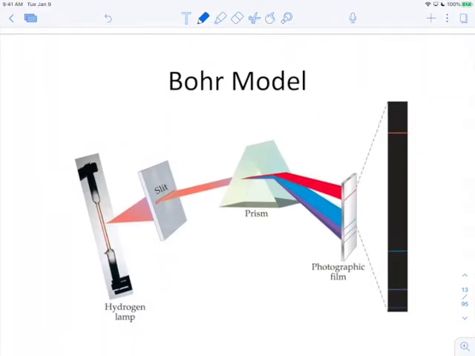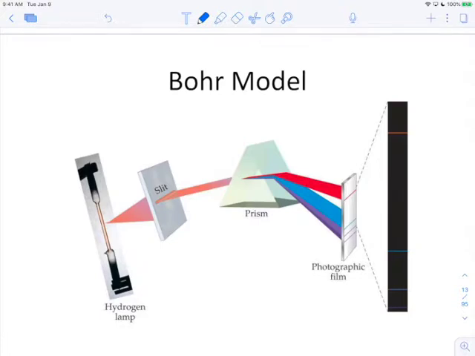All right. So the first person to kind of figure this out was Niels Bohr, and he had this Bohr model. We've later found it wasn't entirely correct, but it gives us a really good model for understanding what's going on. Let me just move this off the screen for a minute.